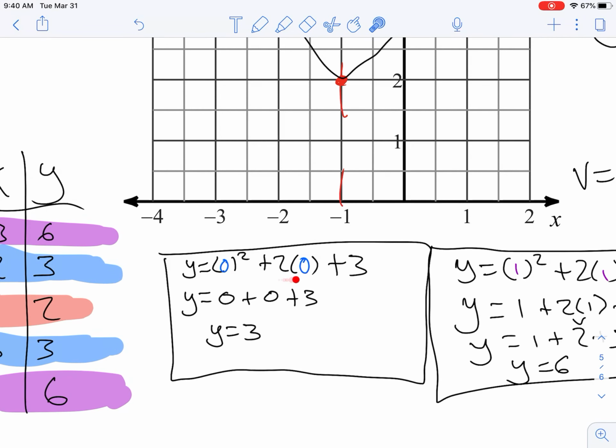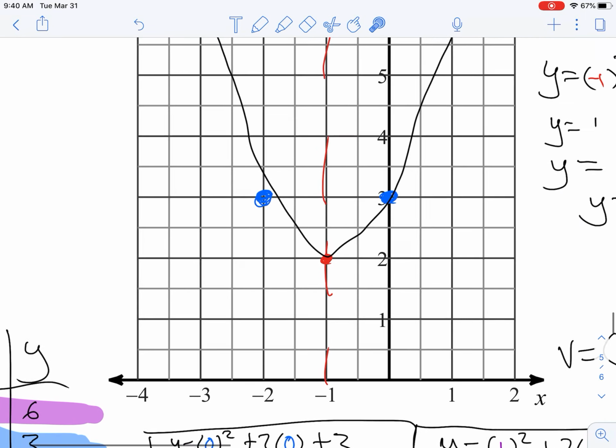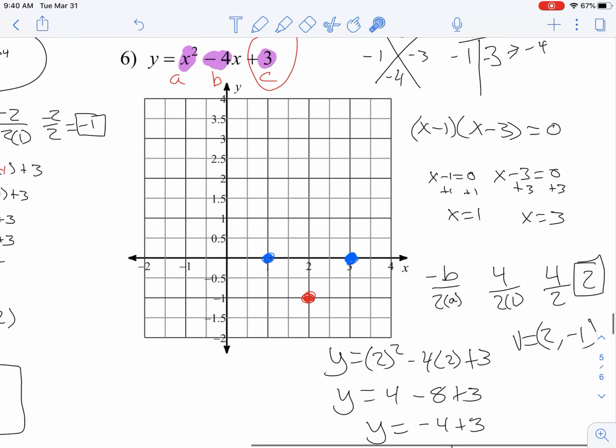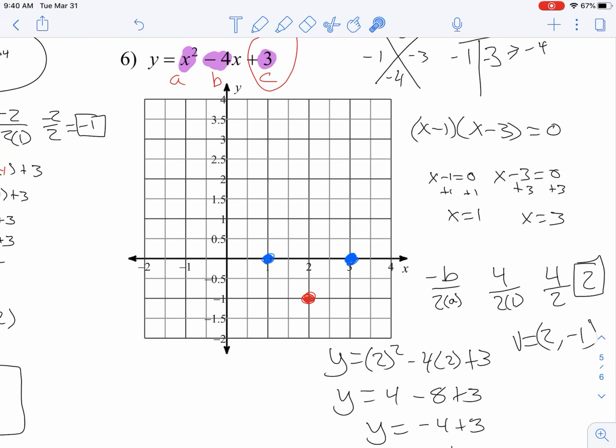When we plugged in zeros, look what happened. 0 plus 0. And that gave us 0, 3, which is right here. So it's kind of the same idea over here. In standard form, we have if x is 0, then we end up with just a 3. So watch how I plot this last point.